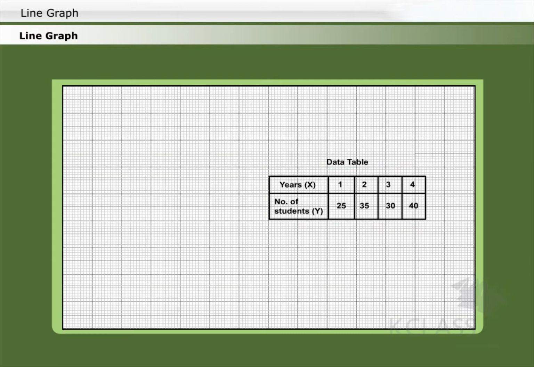This table representing the data or information is called the data table. From this table, we know that the year is represented on the x-axis and the number of students for that year is given along the y-axis. To plot a graph based on the data in the data table, plot each point whose coordinates are given in the table on the graph.